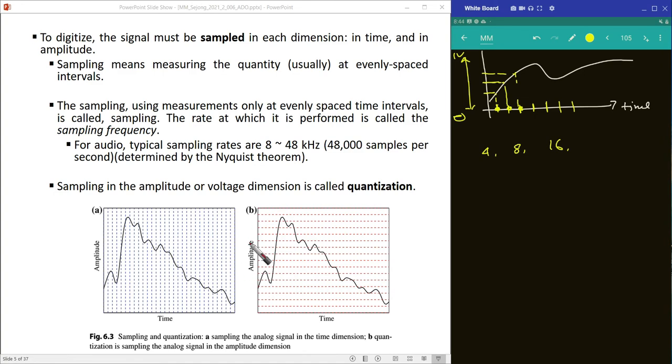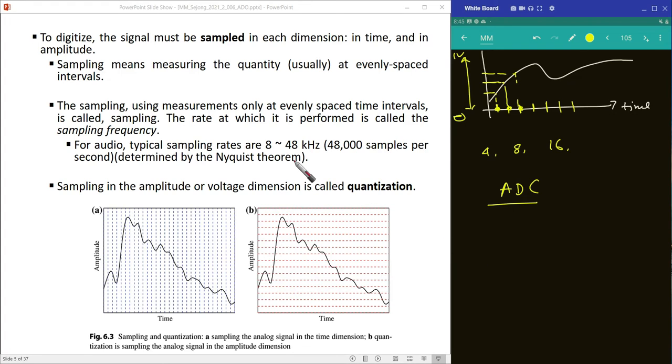Any sound level that comes in this range, we will consider either 0 or maybe this level. This is called quantization, or the levels are quantized. We already know, we do the sampling across the time domain, and we do the quantization across the amplitude domain. So this sampling plus quantization is called ADC, that is, analog to digital conversion.